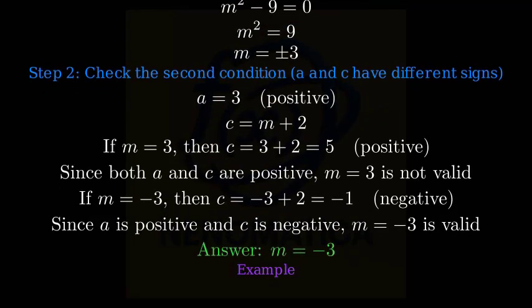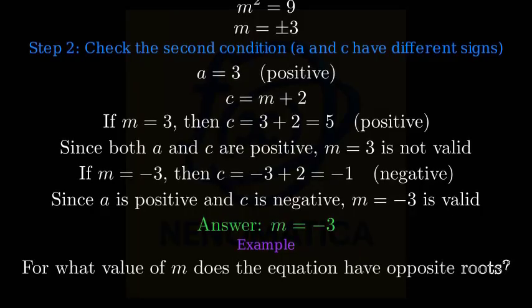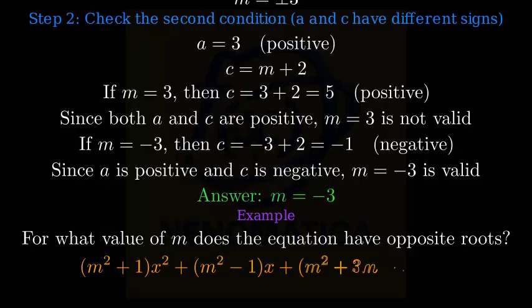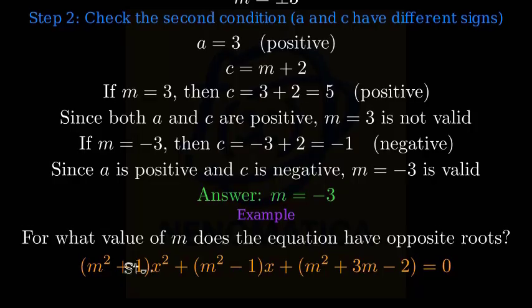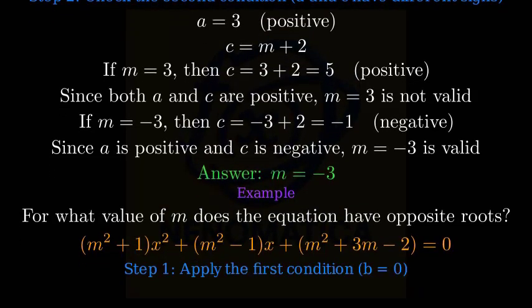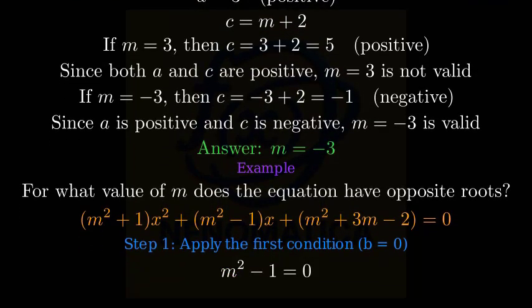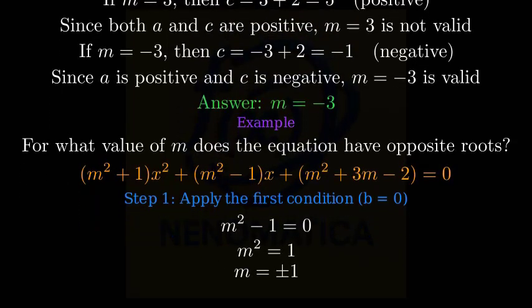Let's solve another example. For what value of m does the following quadratic equation have opposite roots? (m squared plus 1)x squared plus (m squared minus 1)x plus m squared plus 3m minus 2 equals 0. Again, for a quadratic equation to have opposite roots, the coefficient of x must be 0. So we need m squared minus 1 equals 0. This gives us m squared equals 1, which means m equals plus or minus 1.